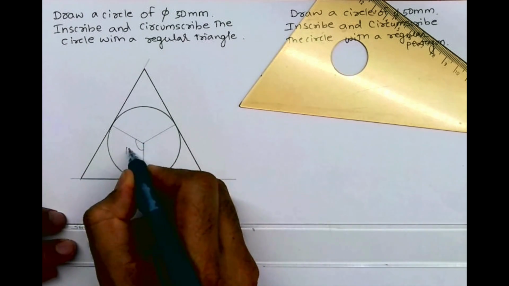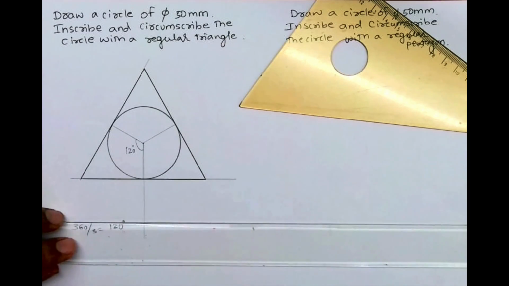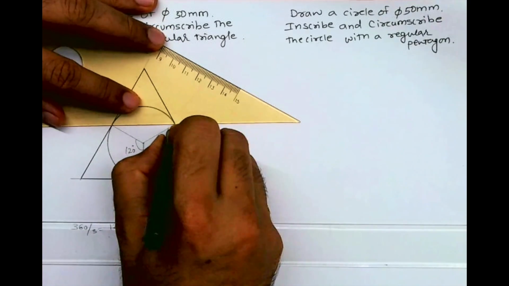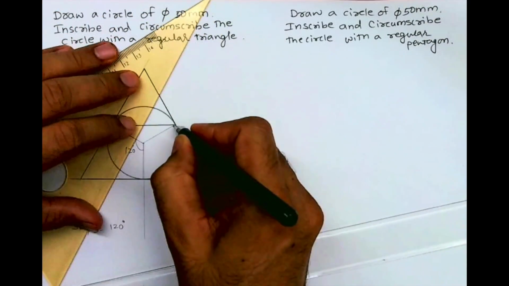This is 120 degree. Now they want to draw the triangle inside, so you join all these 3 points, and you'll get the triangle inside the circle.